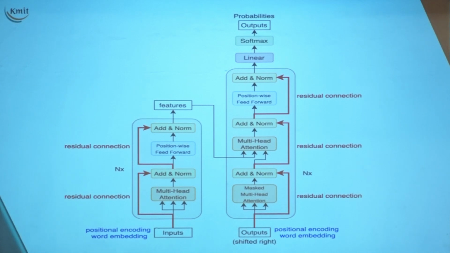Okay. Now look at the decoder block. As I told you, in the encoder we have two blocks, MHA and feed forward. But in the decoder we have three sublayers. What are they? Can you see? One is called what? Masked multi-head attention. Second is what? Multi-head attention. Third is what? Feed forward.